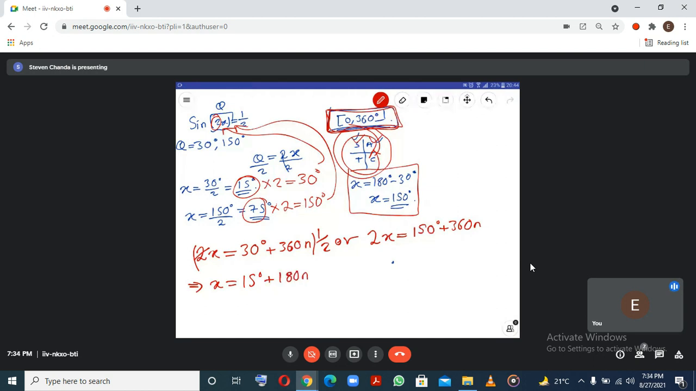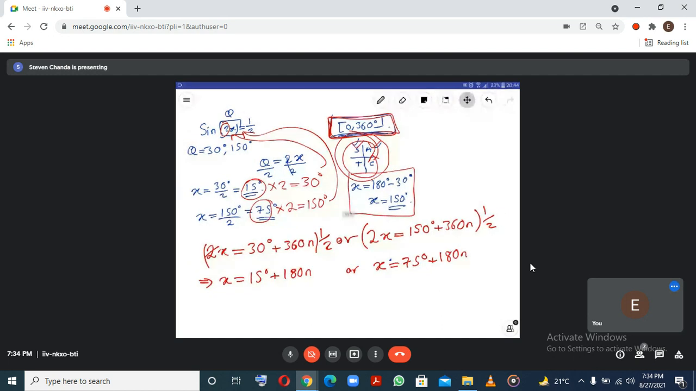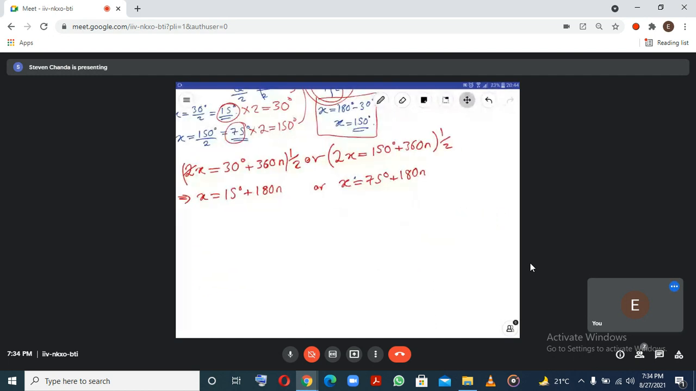Then on this side, the same thing. Okay, so we have x, we have 75 and 180n, or pi n if you want. So now, the wonderful concern that's been brought by our friend, it's this.